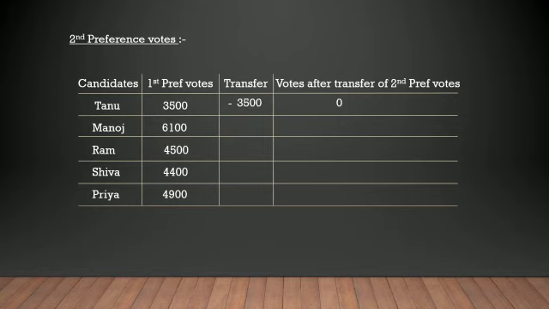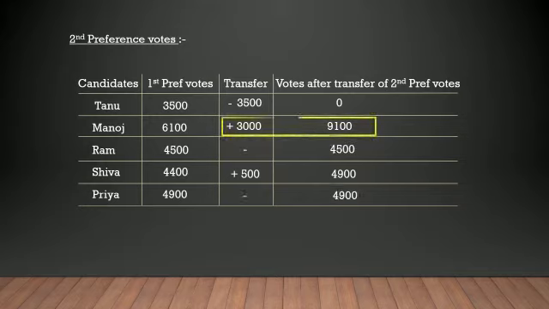Thus, transfer shall be as follows. 3,000 votes shall be transferred to Manoj and 500 votes shall be transferred to Shiva. That 3,000 votes added to Manoj would anyways not make any difference as Manoj is already selected. In the remaining people, that is Ram, Shiva and Priya, nobody has reached the quota even after the transfer of votes. That is, they have not reached 5,851 votes. So now we shall move on to the third preference.